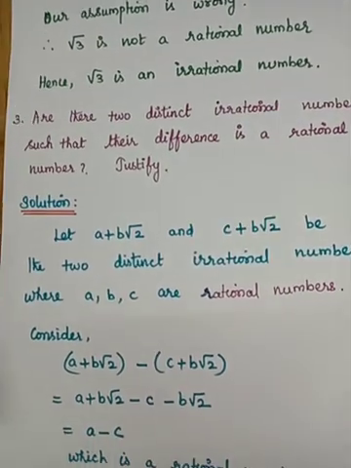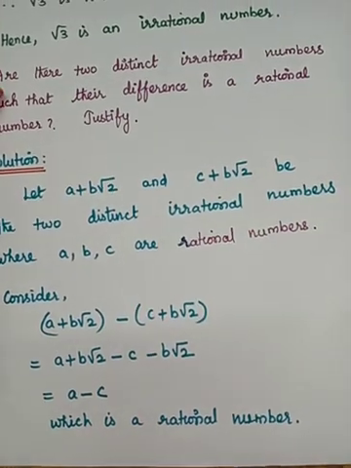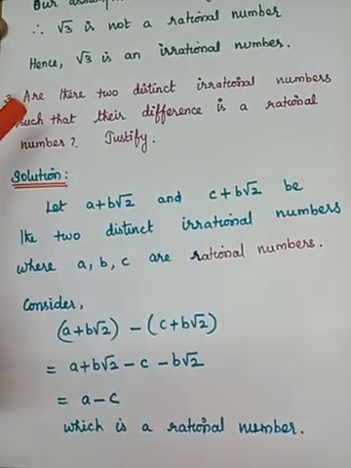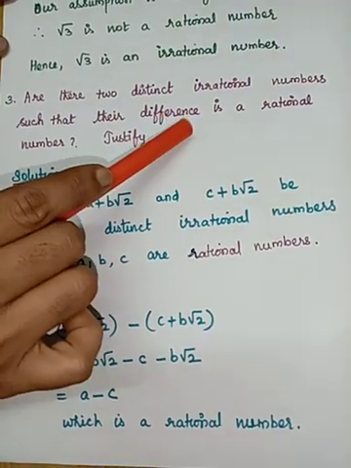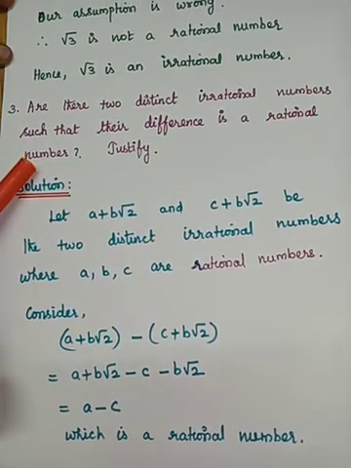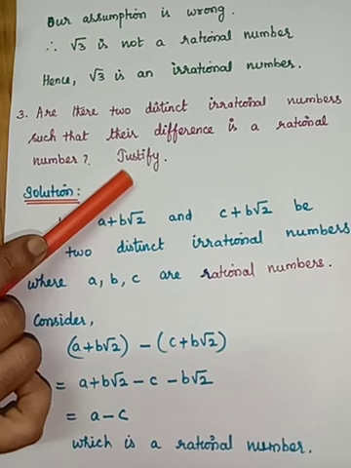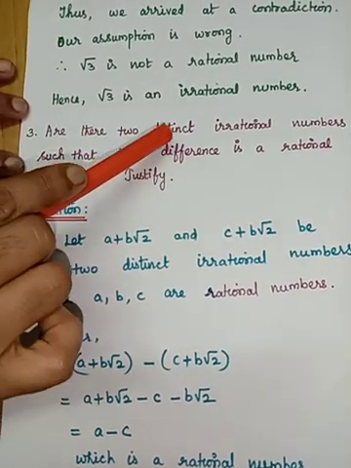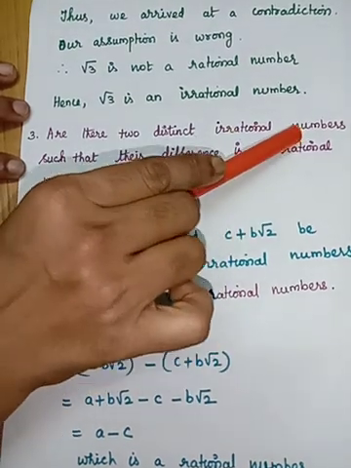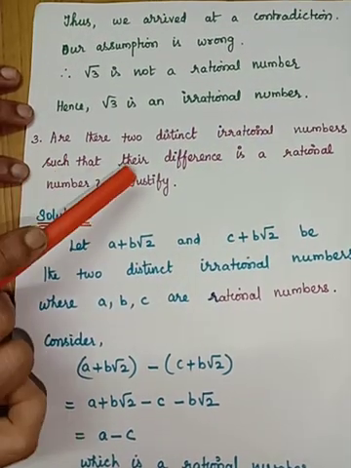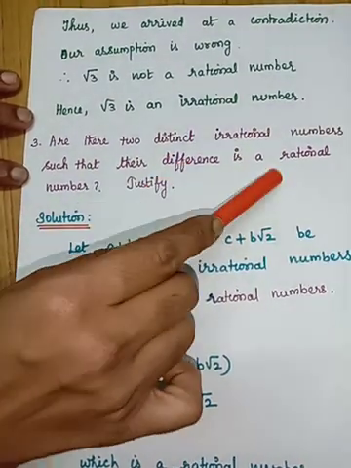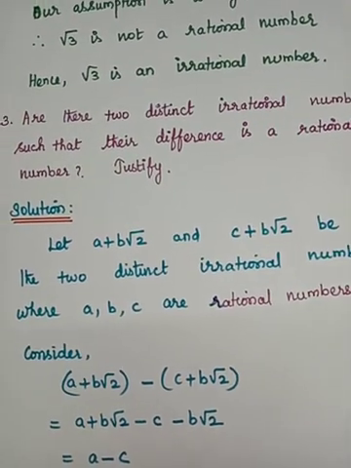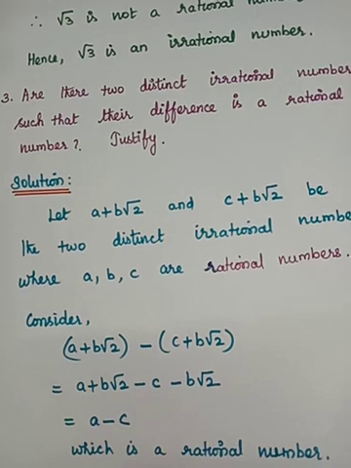Come to the third problem. Are there two distinct irrational numbers such that their difference is a rational number? Justify. Are there two distinct irrational numbers such that their difference is a rational number? So first we have to consider two irrational numbers.